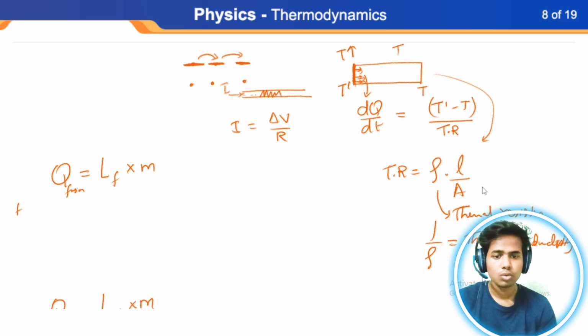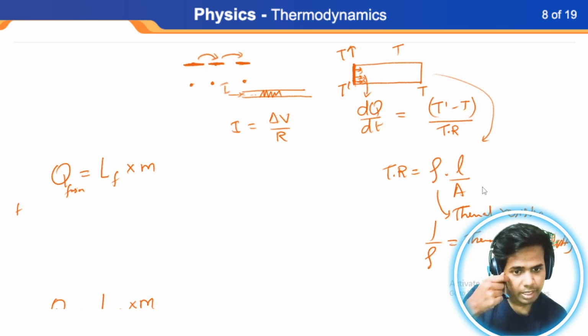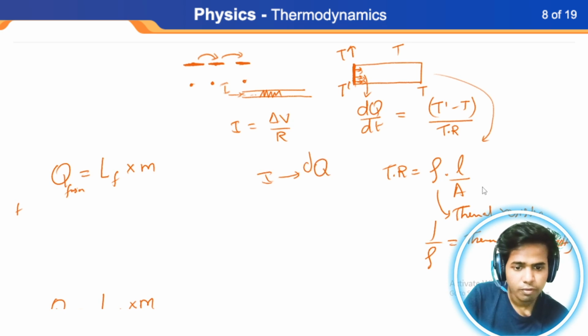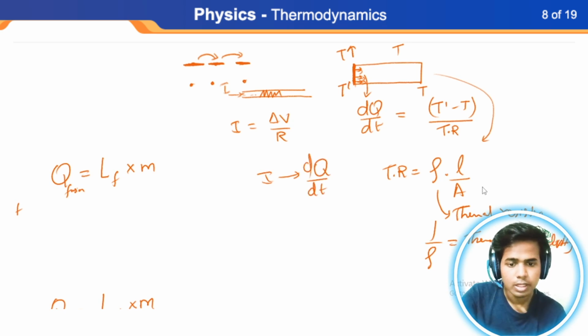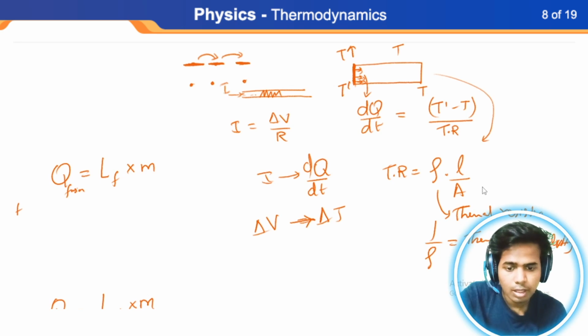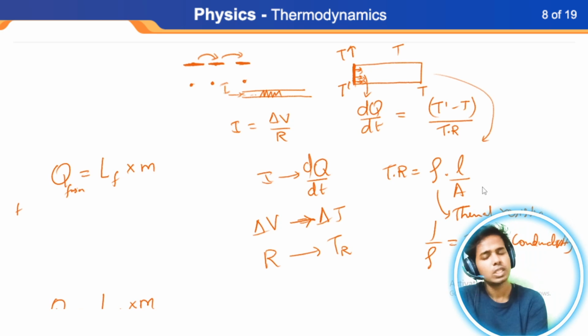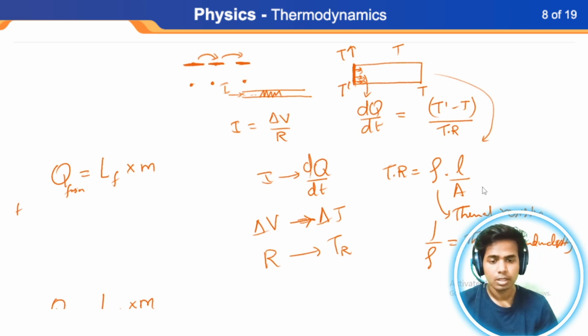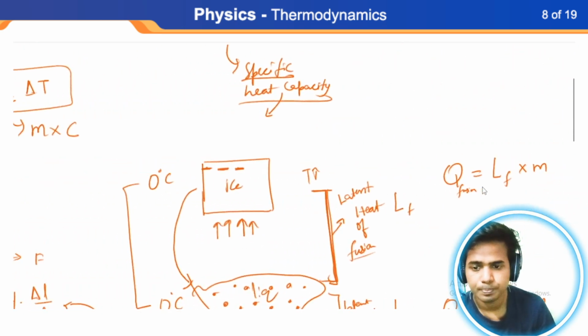Alright. So basically इसमें करना क्या है, I की जगह रेट ऑफ चेंज ऑफ हीट से रिप्लेस कर दो, वोल्टेज की जगह और चेंज इन वोल्टेज की जगह चेंज इन टेम्परेचर कर दो, और रेजिस्टेंस की जगह थर्मल रेजिस्टेंस कर दो, और everything remains the same here. All the laws apply in the same manner, and you can do that.